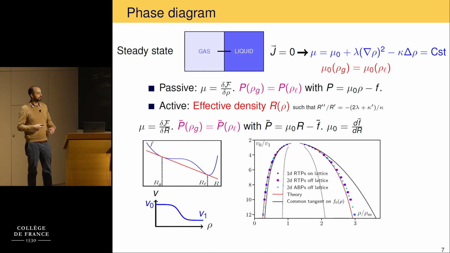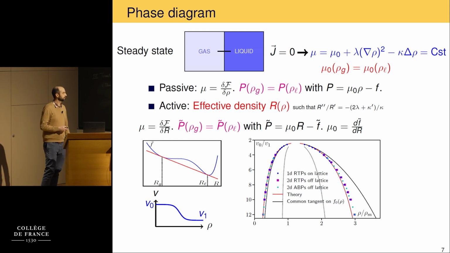So we can then compare with what we obtain if we simulate this quorum sensing model. So I remind you, particles move with this function v of rho. And here I take this function and I plot the phase diagram as a ratio of v0 over v1, which quantifies the activity, and as a function of density. And the different dots are different kinds of simulations with active Brownian particles. And the red line is what we predict. So it works quite well.